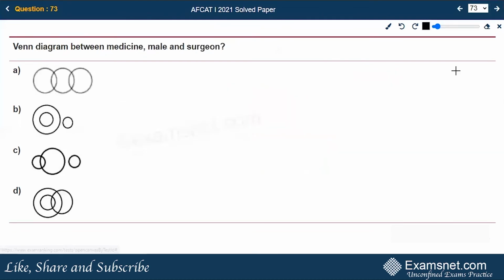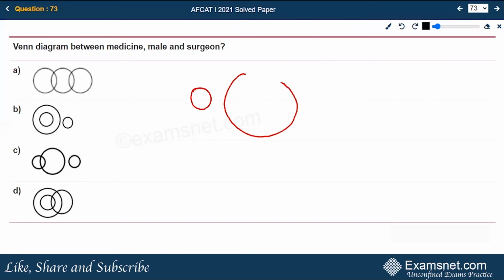Next, question number 73. Venn diagram between medicine, male, and surgeon. A surgeon can be a male, and a male may or may not be a surgeon. At the same time, a surgeon may or may not be a male. But medicine is entirely a different stream, so medicine will remain as such. It will not be in combination with anything else.